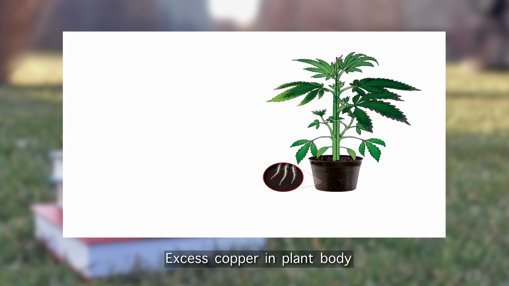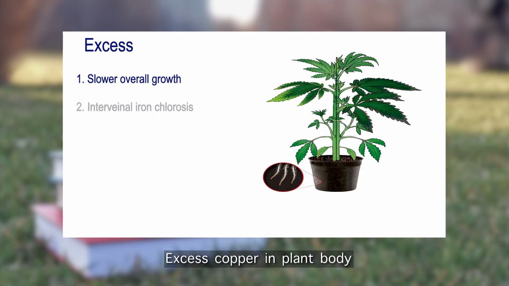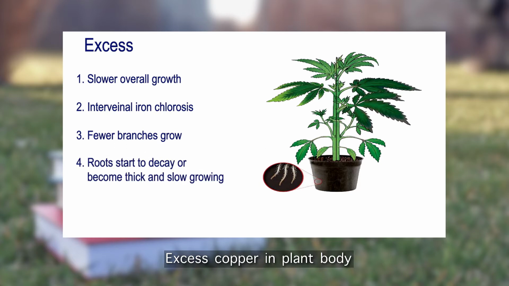Here also there will be some excess symptoms. That is, if there is excess of copper, there will be copper toxicity in the plant, and that will include interveinal chlorosis, less availability of iron, few branches growing, decaying of root and overall reduction in growth. So that means copper in excess is not good for the plant.